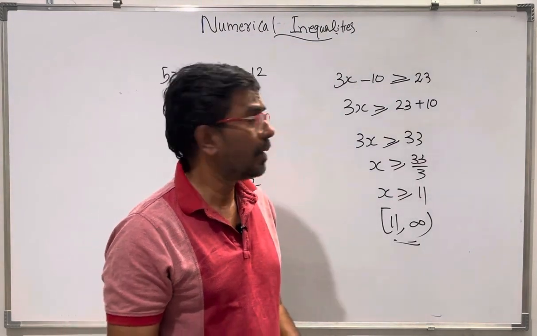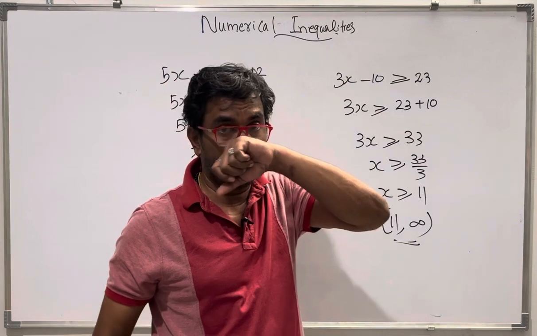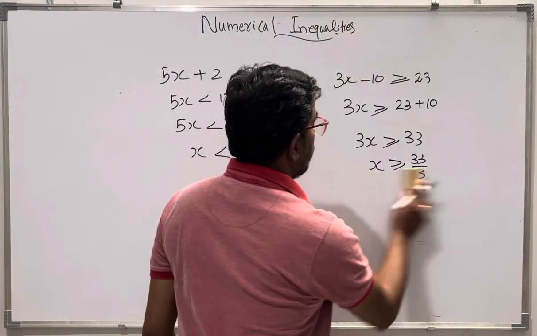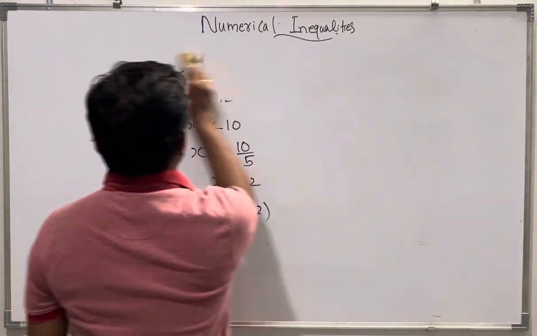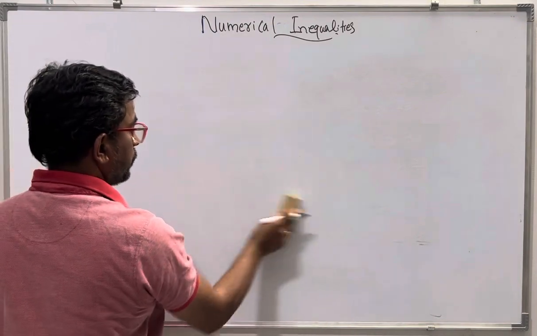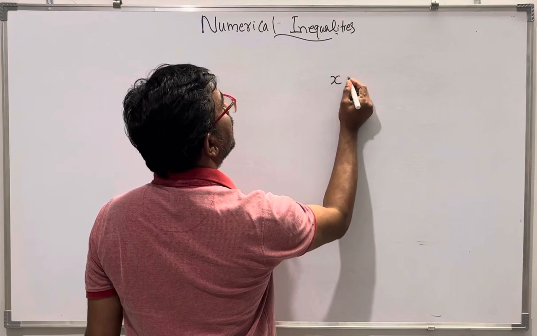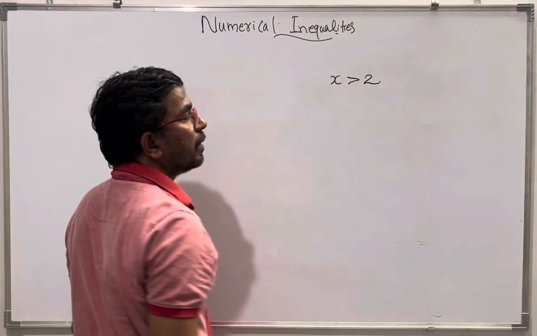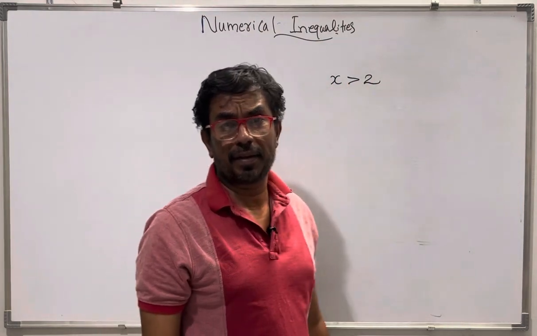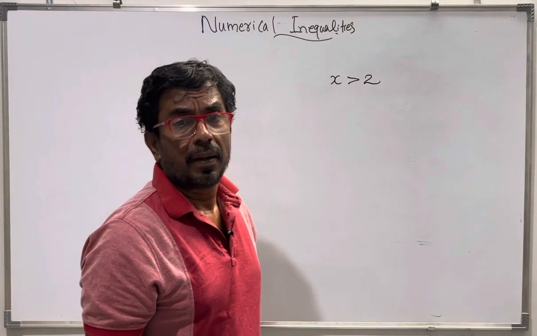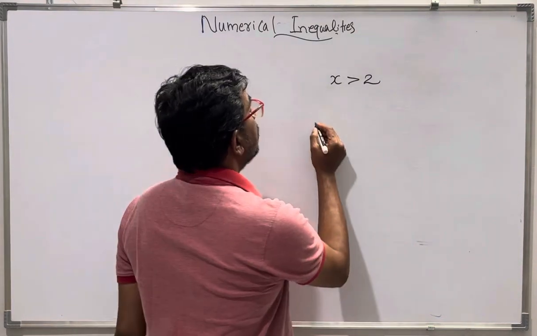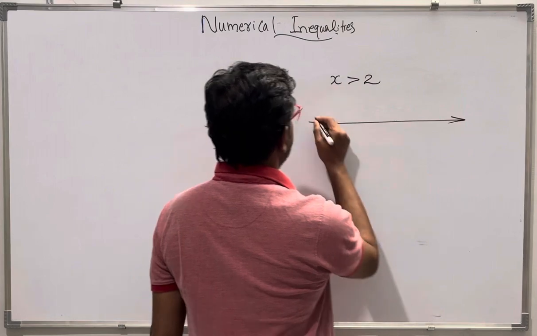Then I'll tell you the graphical aspect of this also. The graphical aspect is like this. For example, if I write here x greater than 2, how do you put it graphically? Graphically, if you want to put it, you have to draw a number line.